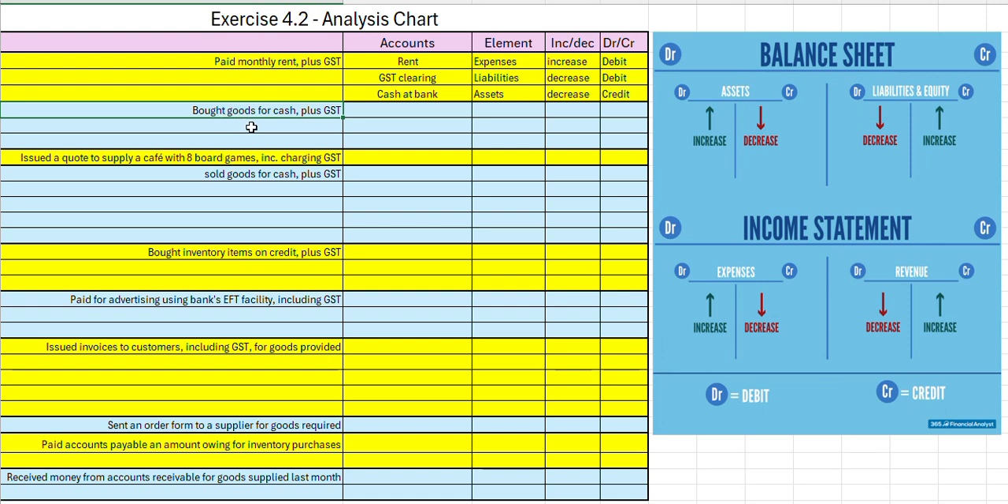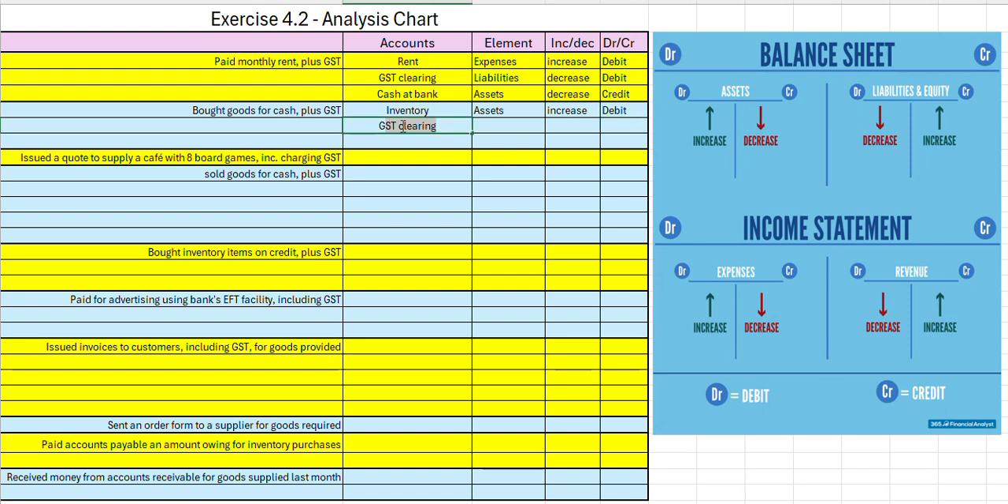Okay, bought goods for cash. Goods is inventory. Inventory are the goods that we buy with the intention of selling it for a profit. So we're going to create an inventory account. Inventory is an asset. It's a resource, economic resource to provide a future economic benefit when we sell it. We've got more inventory, and so that's going to increase our debit side of our balance sheet, debit entry.